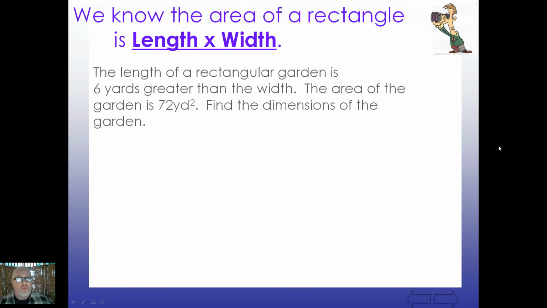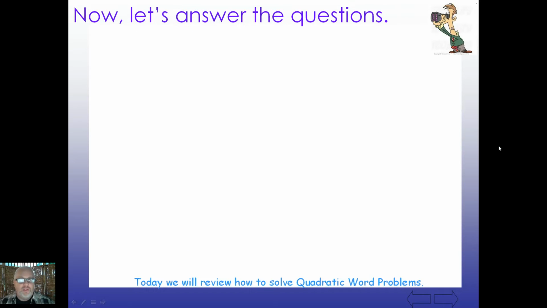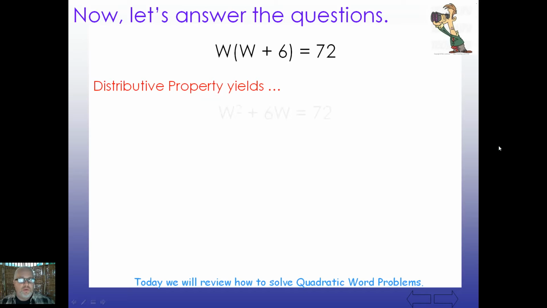Alright, so what do we know? We know that the area of a rectangle is length times width. So we'll go ahead and take W times W plus 6, and we're going to use that fact to solve. So W times the quantity W plus 6 equals 72. And now, let's just do what we know how to do here. First things first, of course, is to distribute. So the distributive property yields W squared plus 6W equals 72.